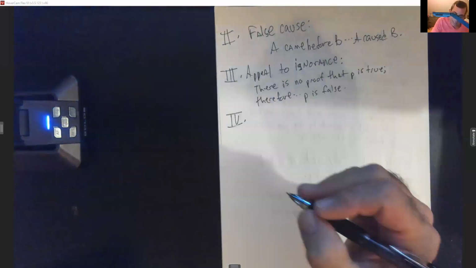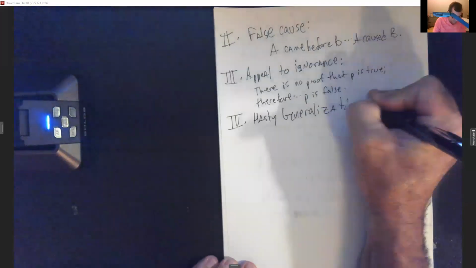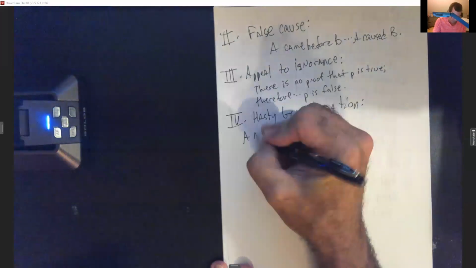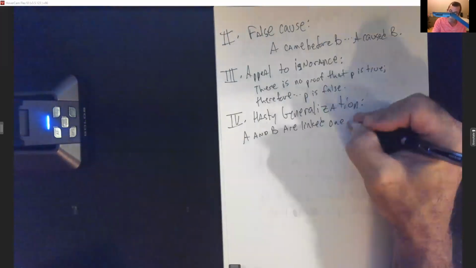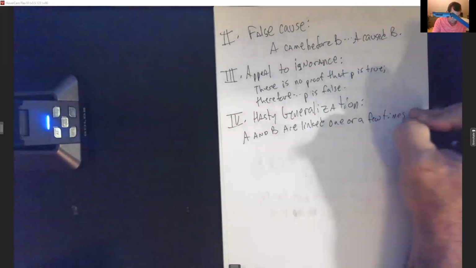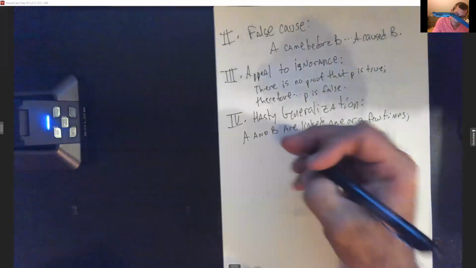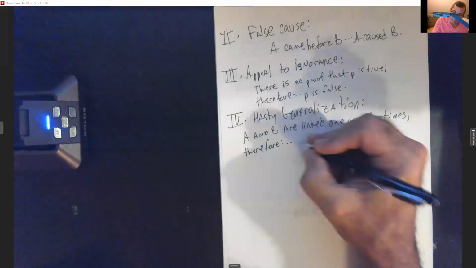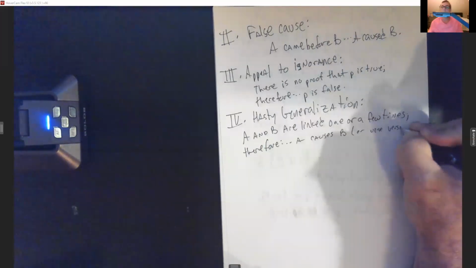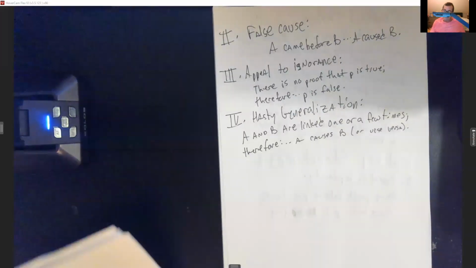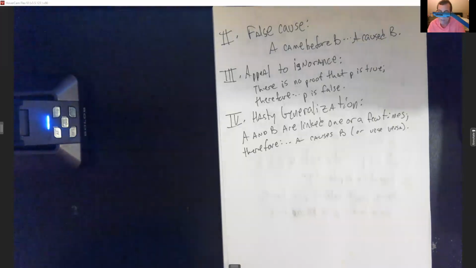All right, number 4, hasty generalization. So A and B are linked one or a few times. So I got two things that are linked together, it can be one or a few times. Therefore, A causes B or vice versa. Okay, so we're saying two things are linked a few ways or once, and now we're saying that one or the other causes the other to happen. Okay, hasty generalization. Let's look at that.